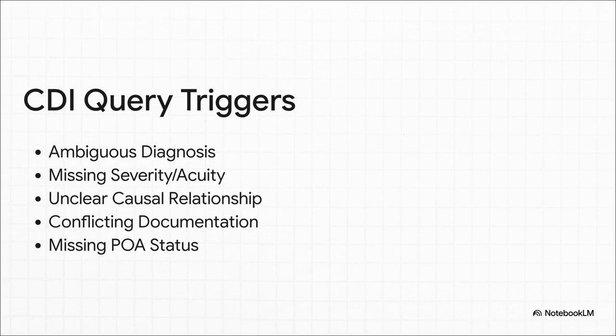If a doctor just writes CHF, well, that's ambiguous. Coders can't just guess. Is it acute? Is it chronic? Systolic? Because acute on-chronic systolic CHF is an MCC, while plain old CHF definitely isn't.